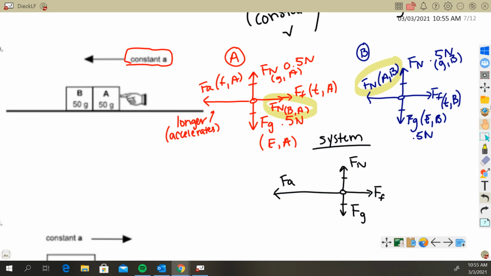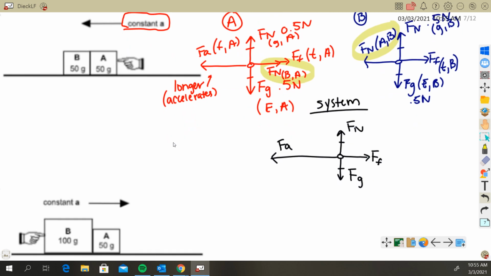They're normal forces. Looking at the system overall, force of gravity down is equal to the force of normal. Applied force is going to be going to the left, and it's going to be longer than the friction force going to the right because the system is accelerating. Make sense? Easy to recap it?